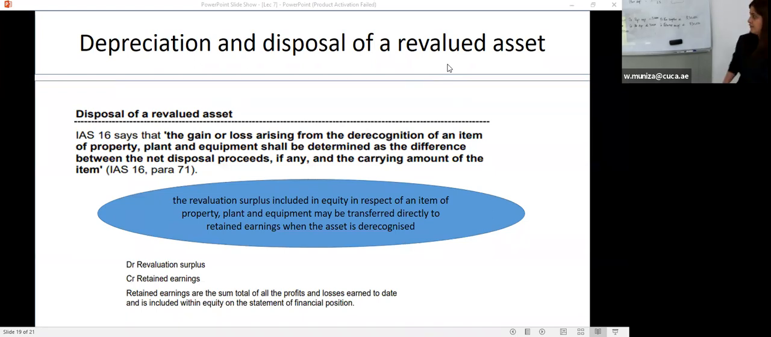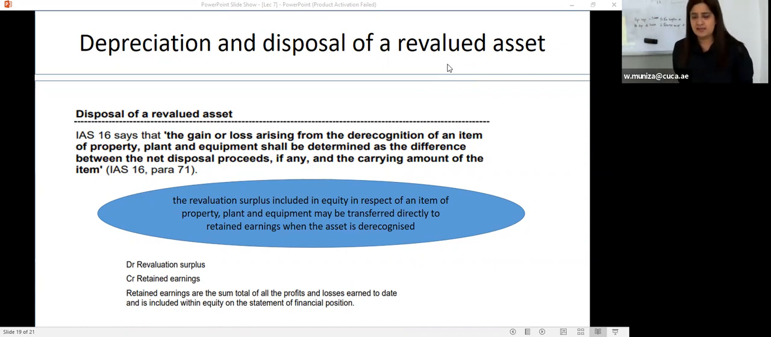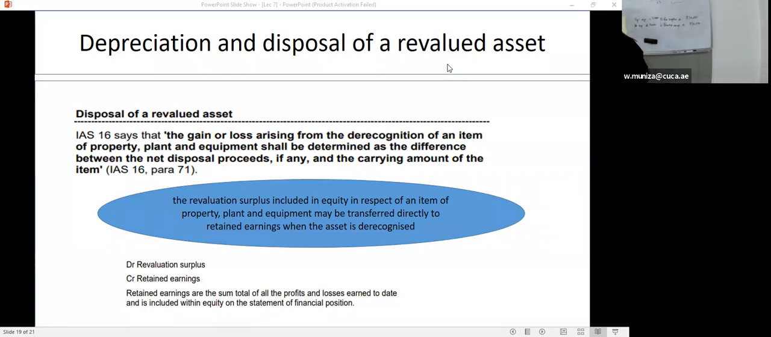Okay, now students, if we are going to dispose of the revalued asset, what is going to happen? Let's read. Disposal of the revalued asset. Whenever we dispose of an asset, which 2 things do we compare? Sale price and carrying value. Very good. So when we are disposing of an asset which has been revalued, first we are going to pass the same type of accounting entries which we have discussed earlier. Those 5 accounting entries have to be kept in mind.